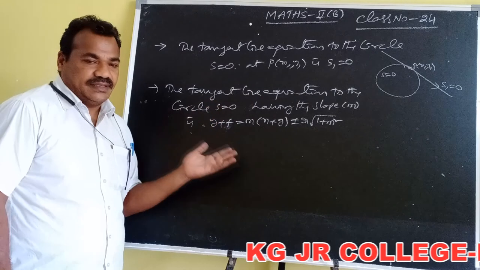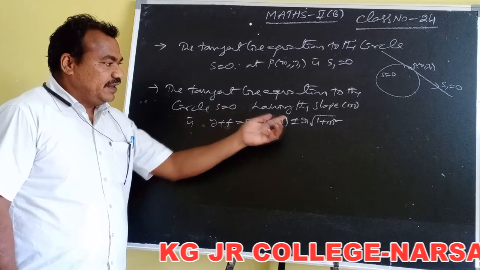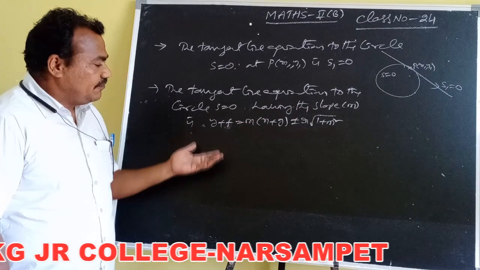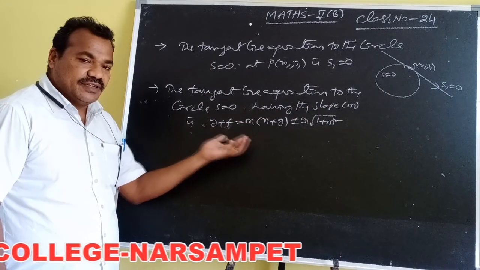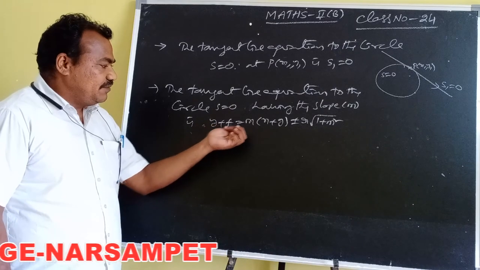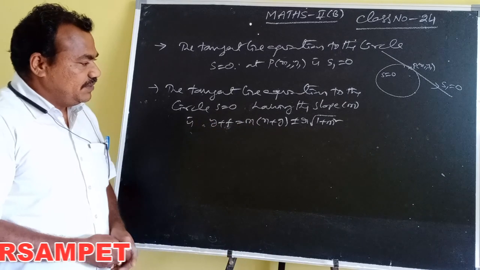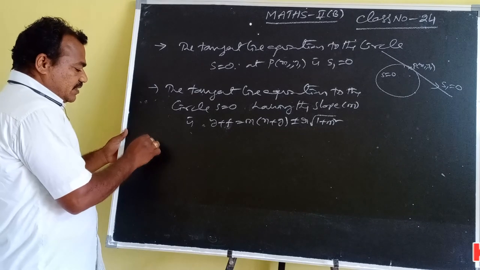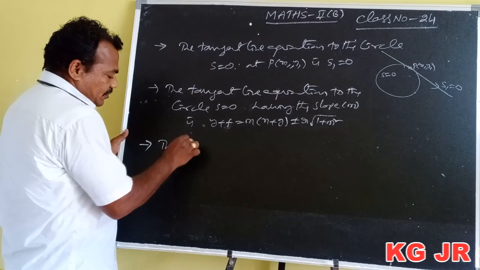Whenever we know g, f and the radius of the circle and the slope of the tangent, then we have to write the tangent line equation in this formula: y + f = m(x + g) ± r√(1 + m²).